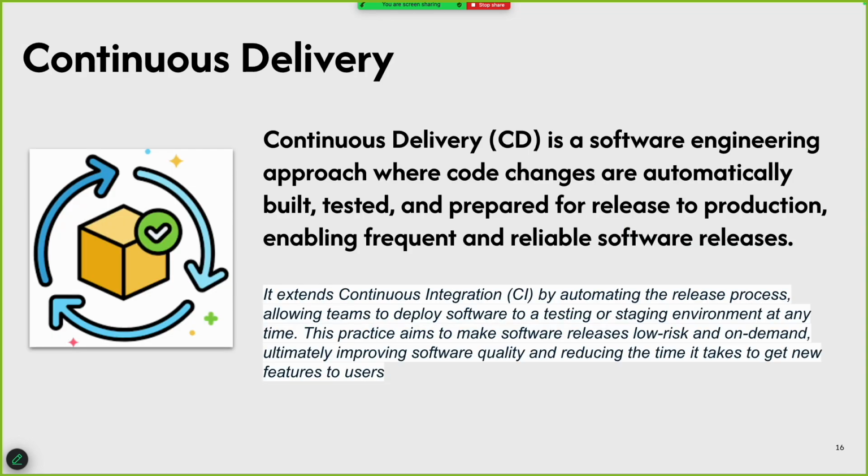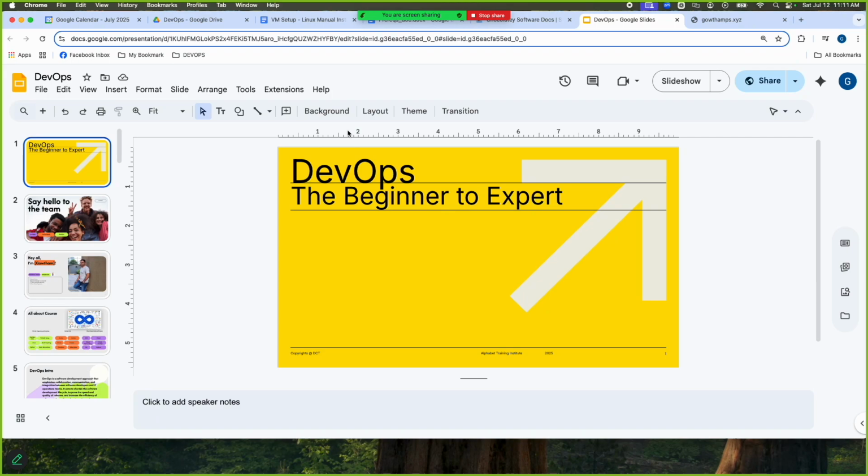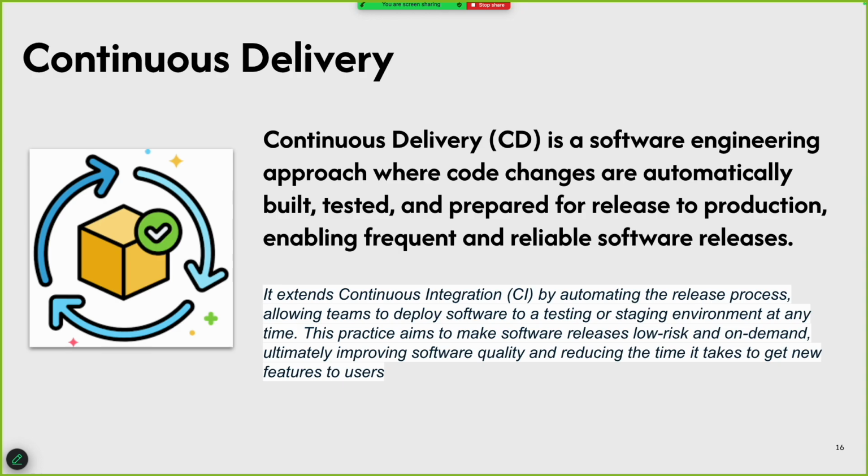So continuous delivery is just an extension, the upstream, of continuous integration. Continuous delivery is the software engineering approach where code changes are automatically built, tested, and prepared for release to production, enabling release to the production. So enabling frequent and reliable software.